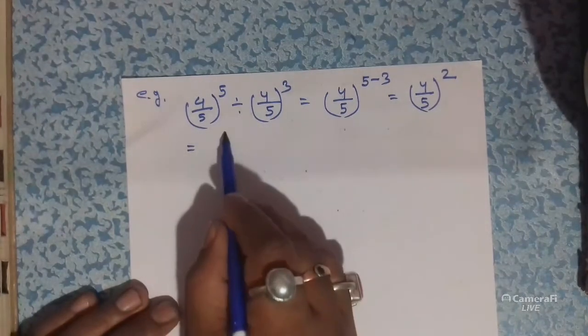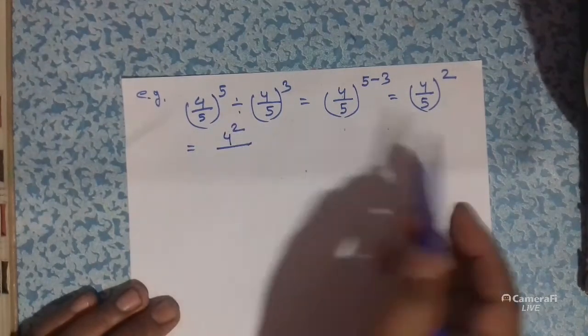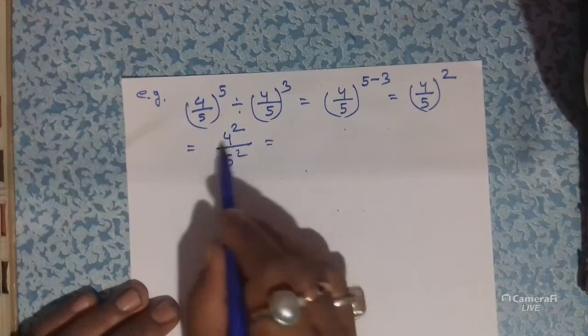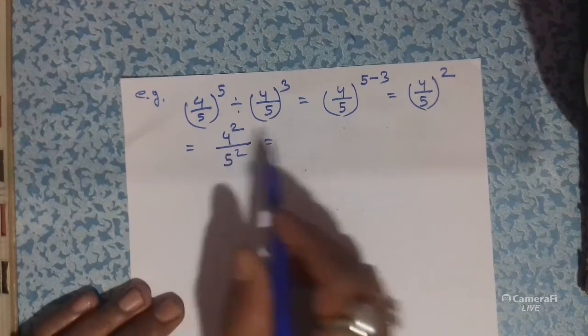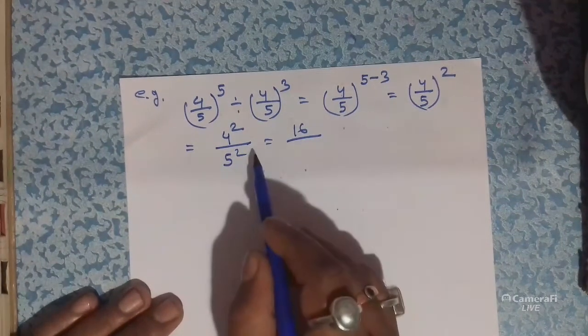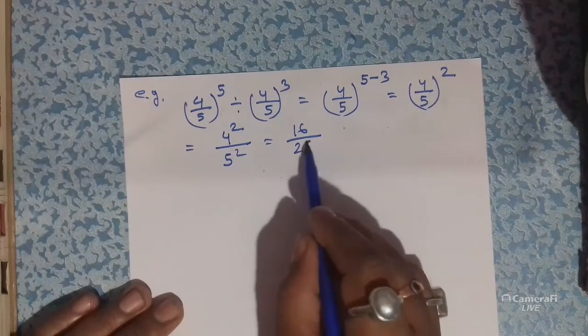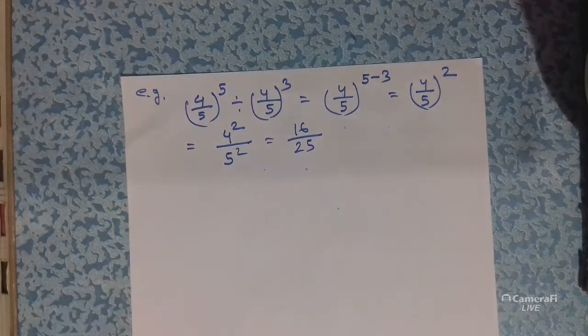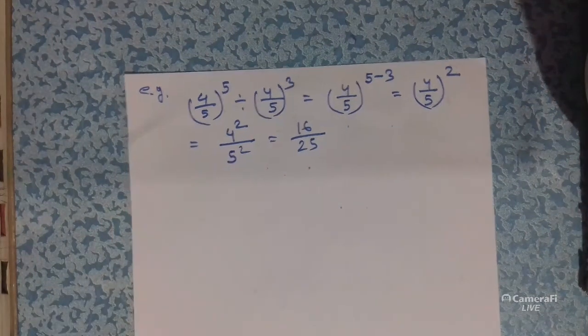So 4 to the power 2 means 4 squared, and 5 to the power 2 means 5 squared. 4 squared means 4 multiplied by 4, which is 16, and 5 squared means 5 multiplied by 5, which is 25. So 16/25 is the correct answer.